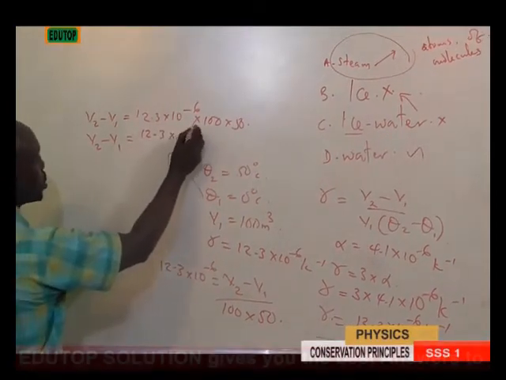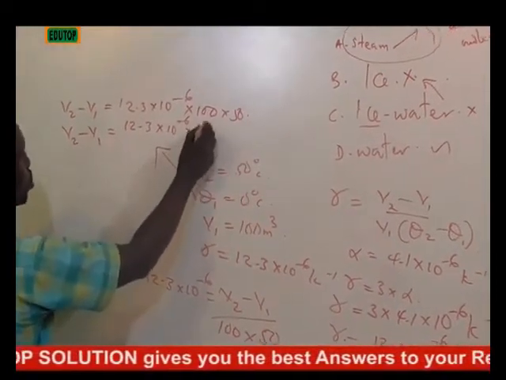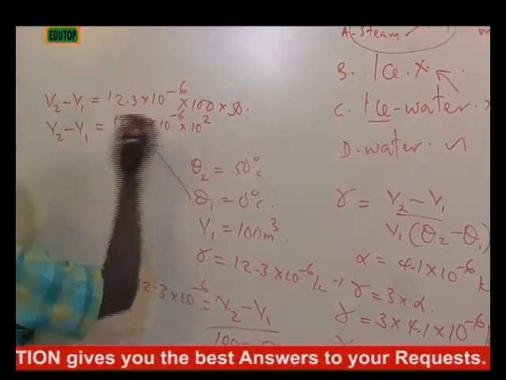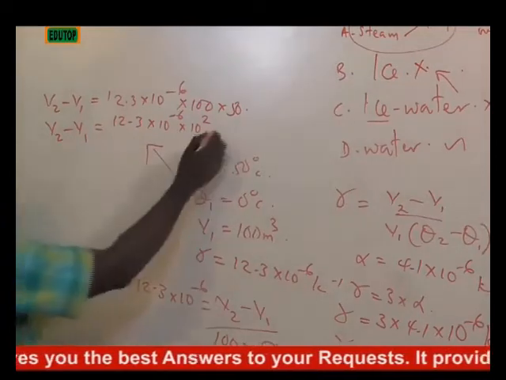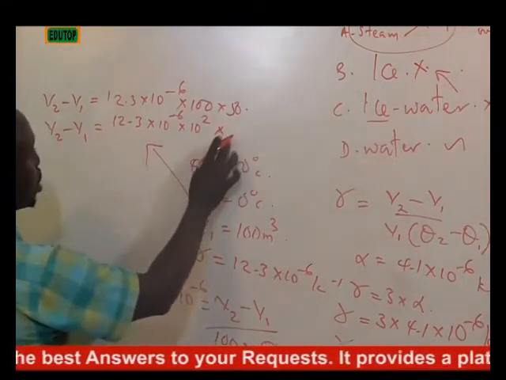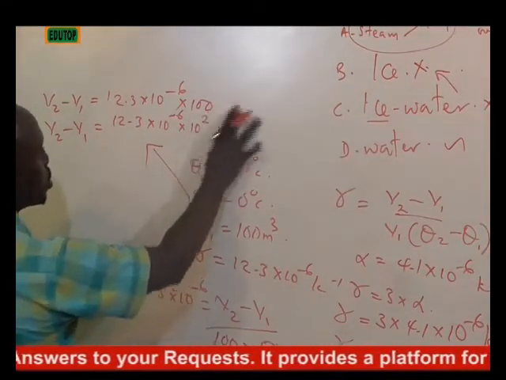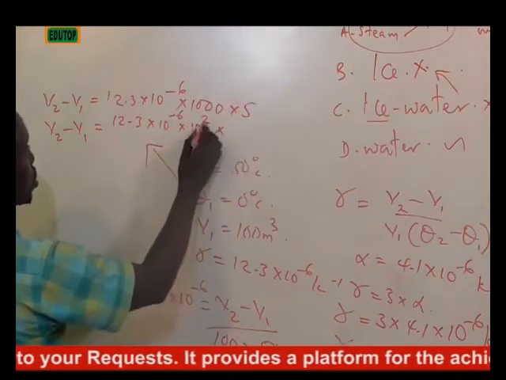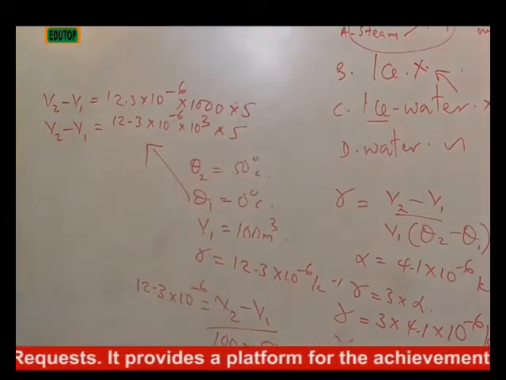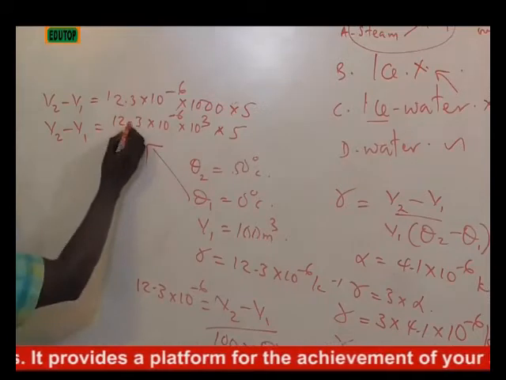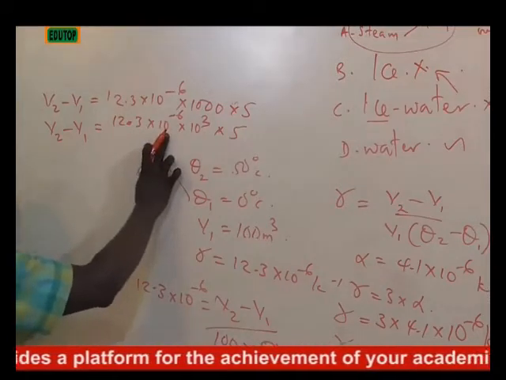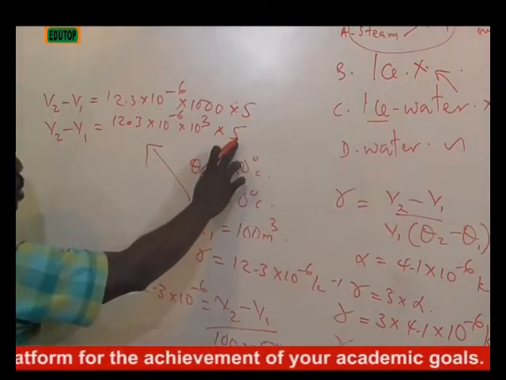So V2 minus V1 will give us 12.3 times 10 to the power minus 6, then times 10 to the power 2. I have to break this down using indices. So from there, let's extract the 0 here and put 5, so this becomes 3, 5. You understand? So from there you have 12.3 times 10 to the power minus 6, 10 to the power 3, then 5.